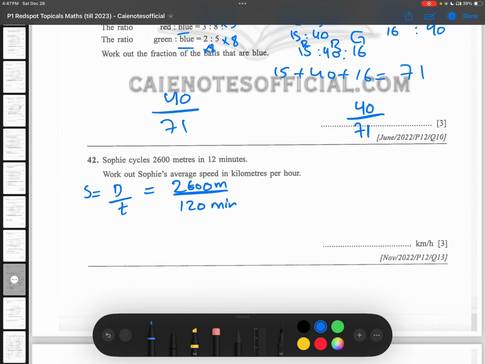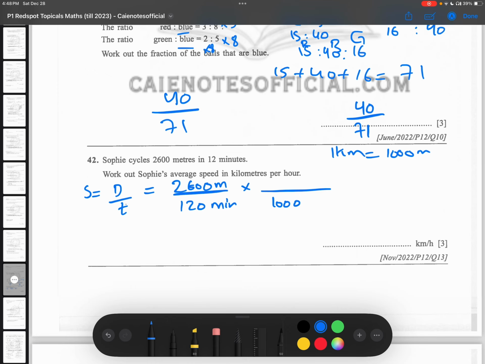But I need to get the speed in kilometers per hour. And to do that, what I do is I will form a fraction. Now, if we have to convert meters to kilometers, when you have to go from meters to kilometers, what you do is you divide by 1000, as 1 kilometer contains 1000 meters. We are going from a smaller to a bigger unit.